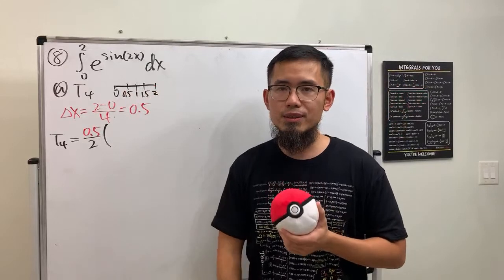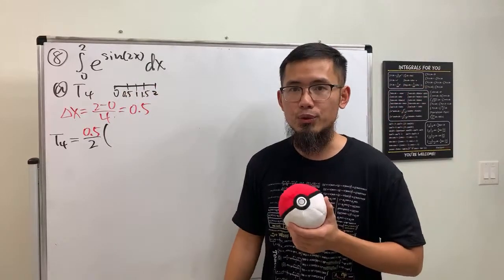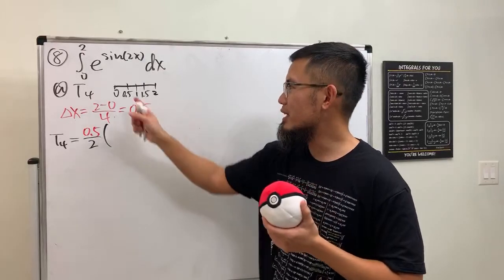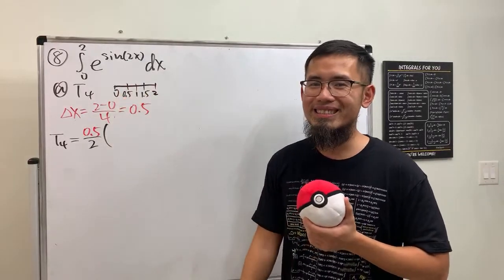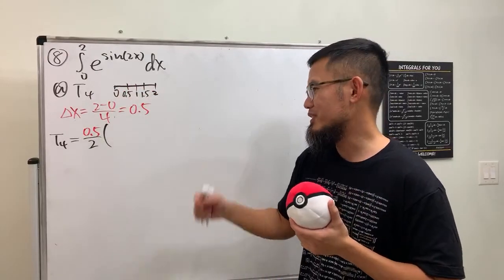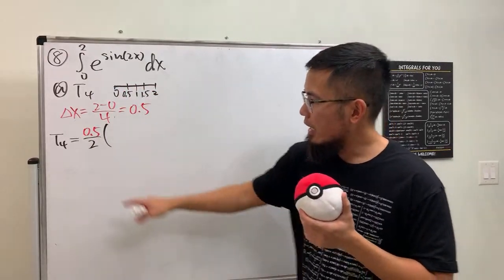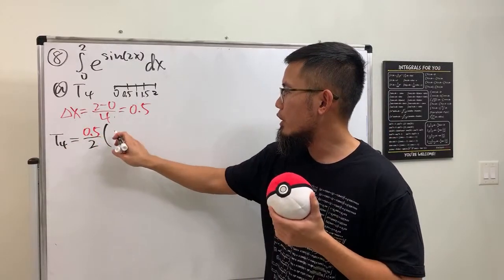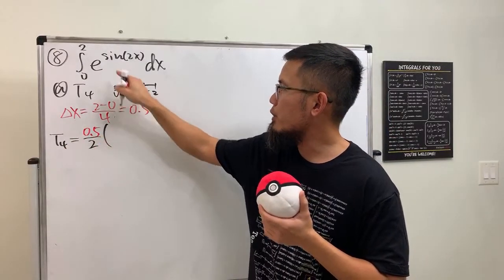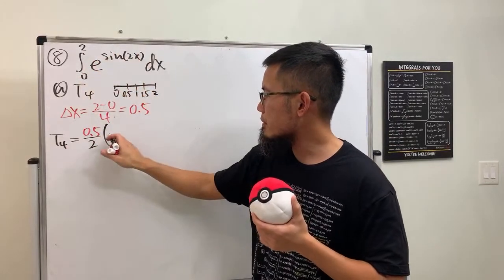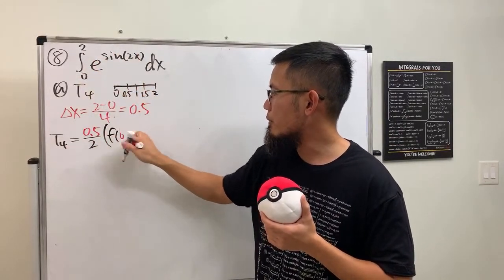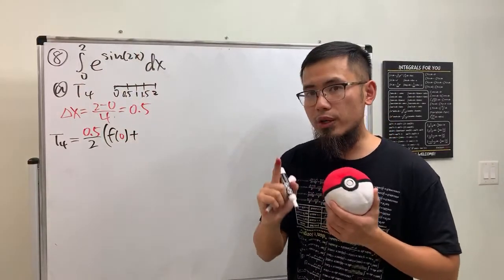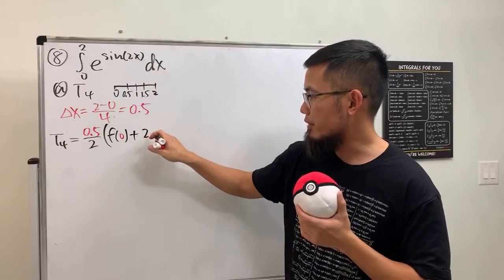Why do we need this? Because these are the x values that we are going to use. In my opinion, the midpoint rule is the hardest because you also have to find out the midpoint. Not necessarily hardest, it's just more work to do. Anyway, T4 is equal to delta x divided by 2, and then you just enter the first x value into the function, which is this. So we have f of 0, right? F of 0. And then next, don't forget your coefficient, which you have to have the 2.